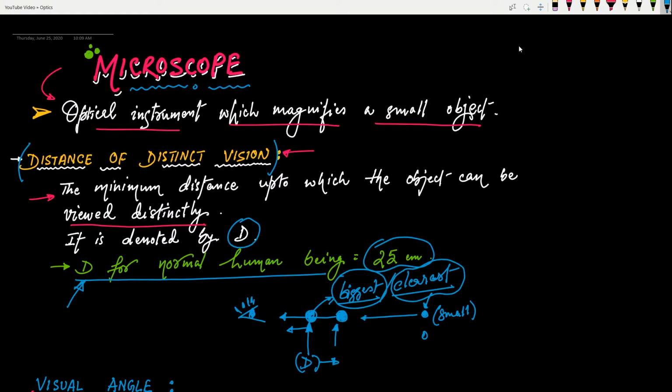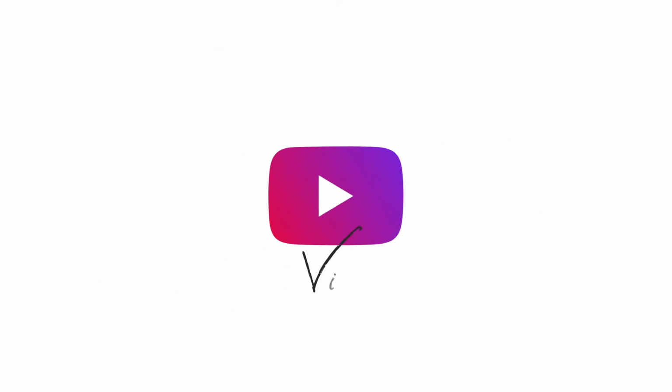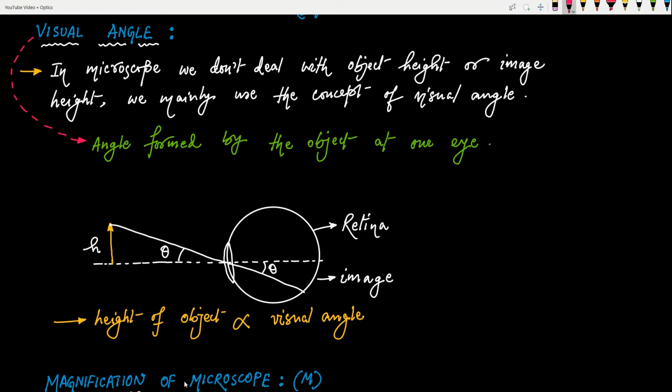Now let's move on to our next concept, that is visual angle. Now let's look into the concept of visual angle. Now why visual angle is important? We know, what does microscope do? Microscope actually magnify object. Okay, we know the formula for magnification is height of image divided by height of object, and this concept has been explained in my earlier video, isn't it? But here we won't be using height of image or height of object to find magnification in microscope. Rather, in microscope we will be mainly using the concept of a visual angle.